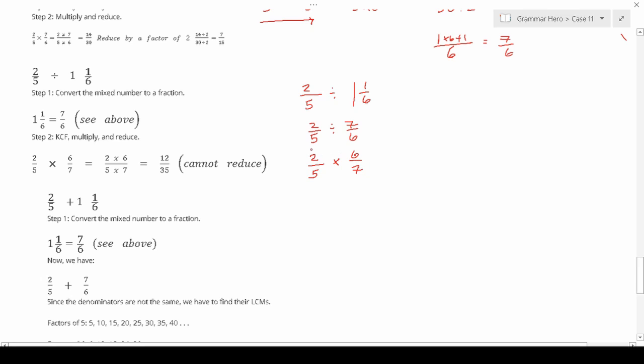Now it's a multiplication problem, so we know we're multiplying straight across. This becomes 2 times 6 over 7 times 5. That is 12/35, which we cannot reduce. It's in reduced form. Okay?